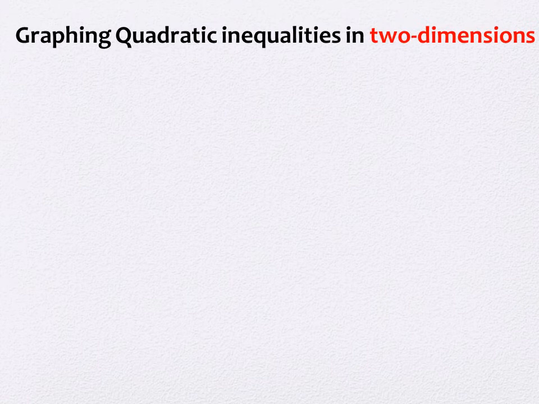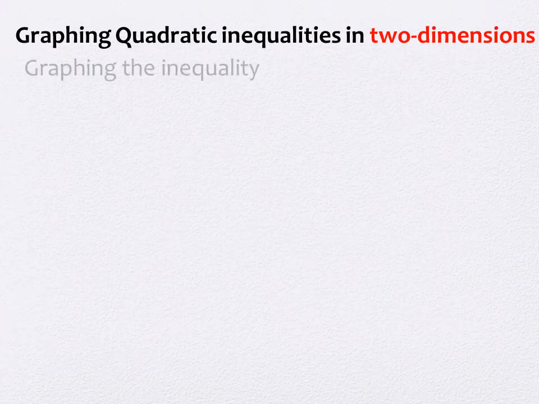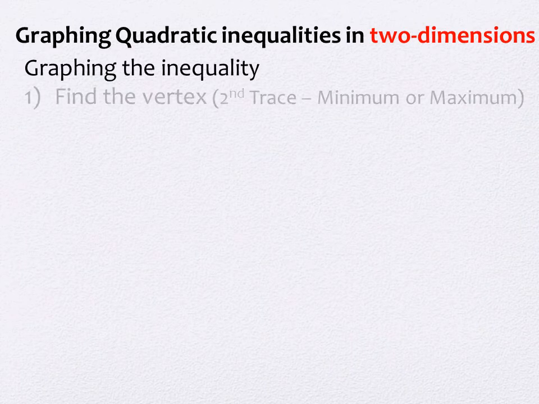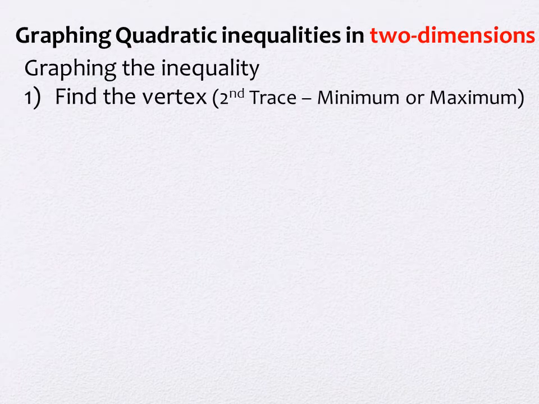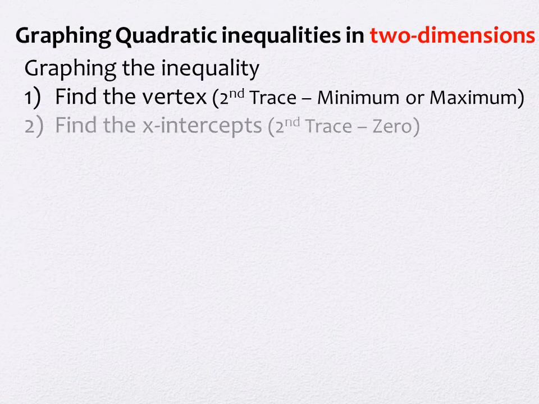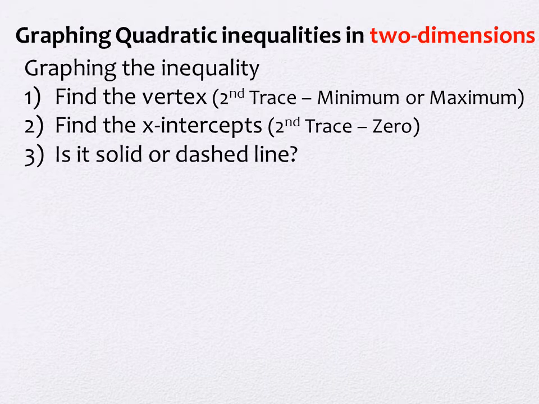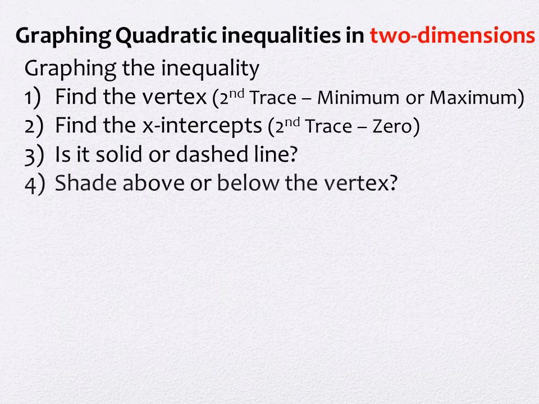Now with graphing quadratic inequalities in 2 dimensions, it's a similar process, but we have to follow certain steps. The very first step is we need to find the vertex of our parabola. So again, remember, we do second trace, minimum or maximum, depending on how the vertex is shaped. The next step is we want to find the x-intercepts. So again, using our graphing calculator, we can press second trace and do our 0 option to find those intercepts where it crosses the x-axis. And then we need to ask ourselves, is it a solid or dashed line? And that's going to be based off the inequality that's given. And then, of course, shading above or below the vertex, again, based off the inequality that's given.